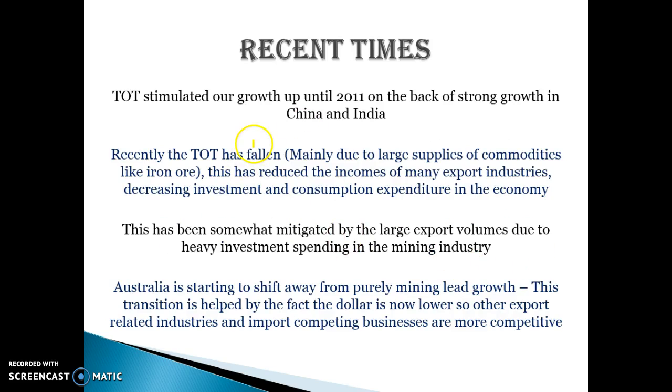So in recent terms, the terms of trade stimulated our growth until 2011 because of strong growth in China and India. Recently, the terms of trade has fallen, mainly due to large supplies of commodities like iron ore, and this has reduced incomes for many export industries, decreasing investment and decreasing consumption expenditure. We're still exporting a lot, but that's not reflected in the terms of trade. So Australia is starting to shift away from purely mining-led growth because we're not getting the incomes that we once were. The only good thing about the lower terms of trade is that it's lowering the dollar, and therefore it's making other industries more competitive, like manufacturing, although they're kind of dead, education and tourism.